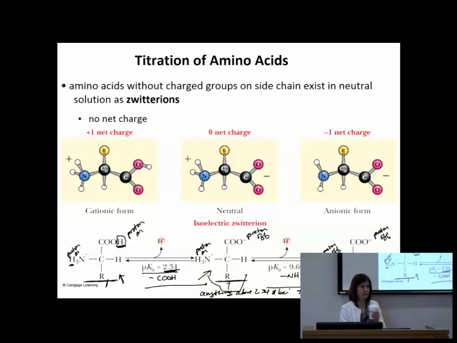Don't be scared about drawing the structure. You just have to know amine, alpha carbon, acid. And off the alpha carbon, you have the R group and the hydrogen.